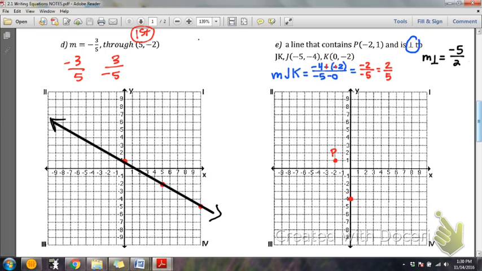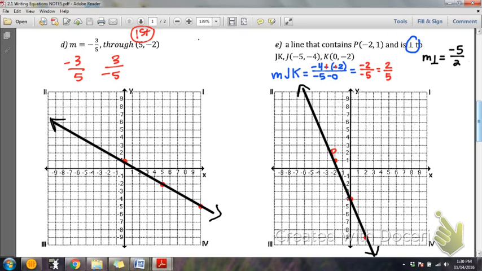So I went down 5 and over 2. Down 5 and to the right 2. We're going to draw a line. Make sure that you have arrows on the ends.